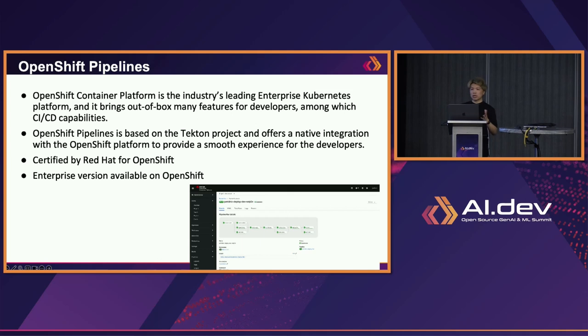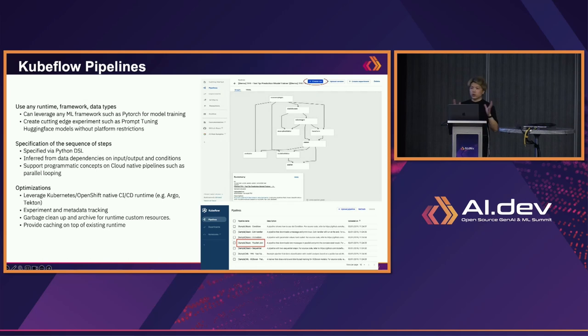So we can see that different users and different departments might have different pipeline systems they want to run their ML workflows on. So now, how could we connect all of them together? This is when we look into a project called Kubeflow Pipelines.